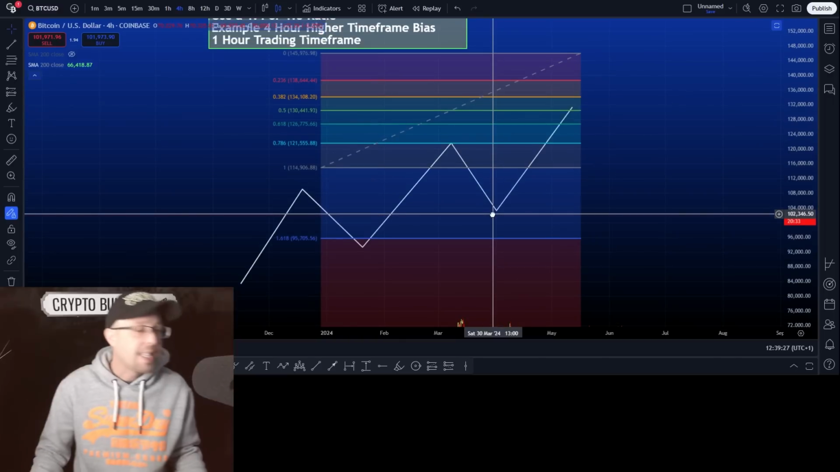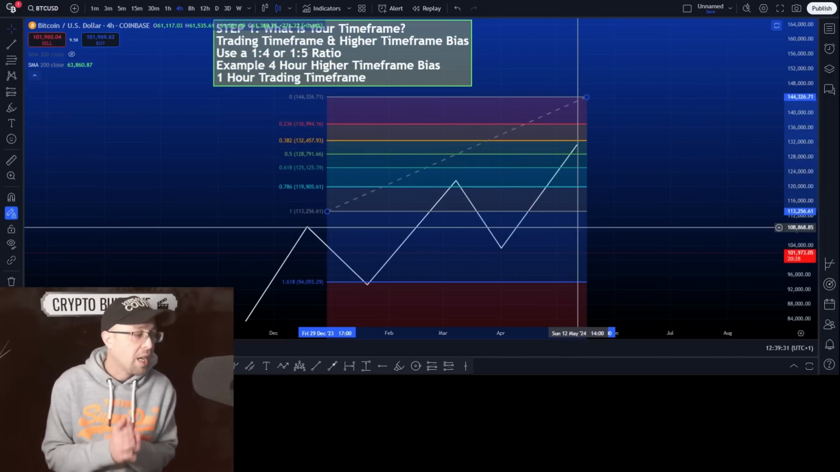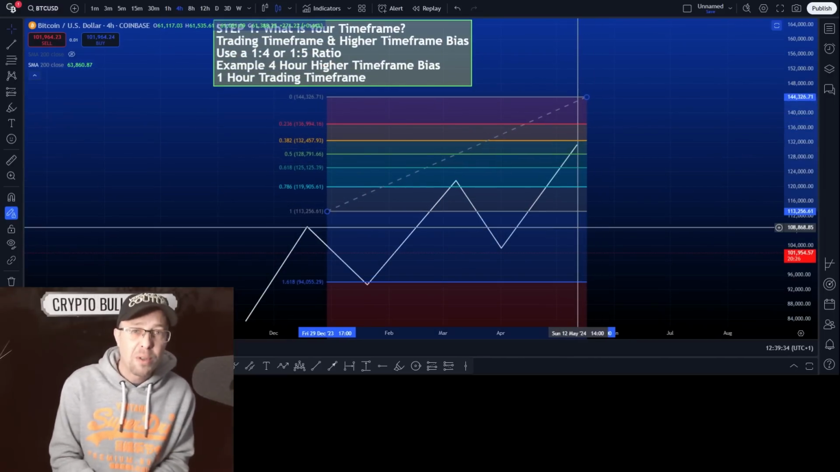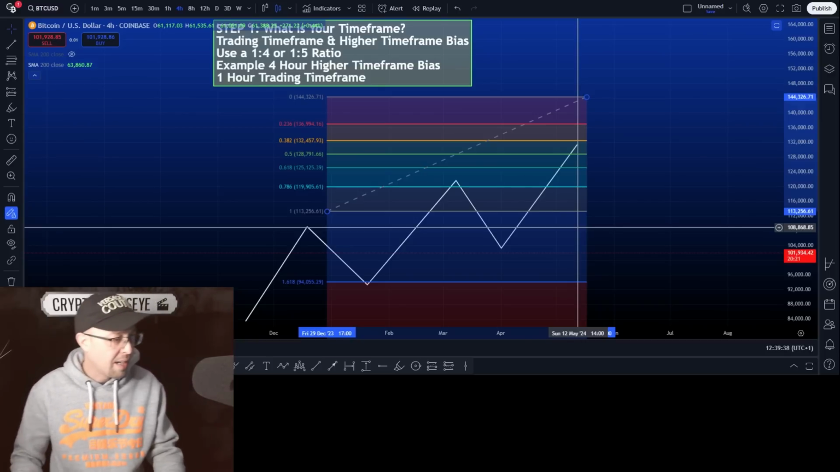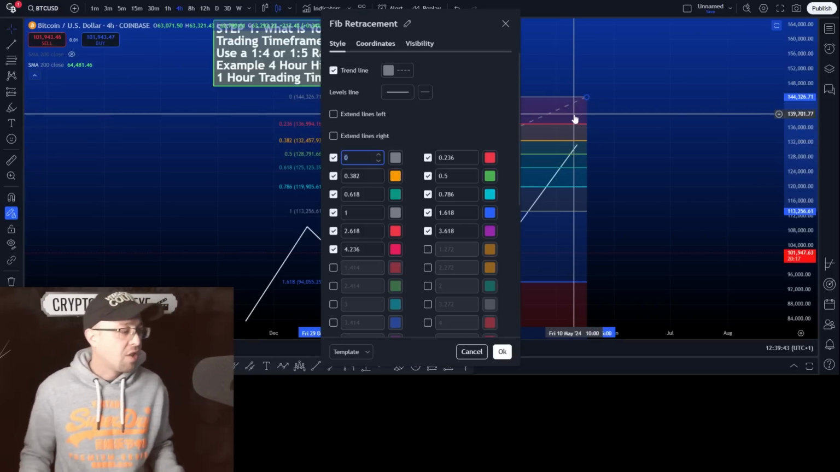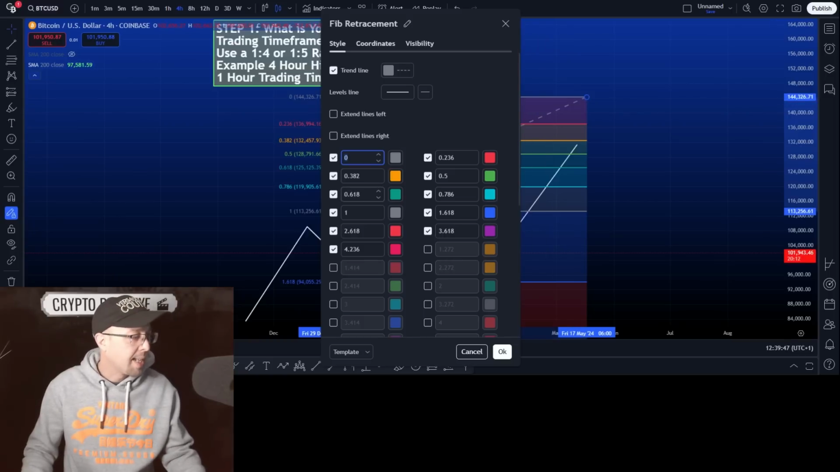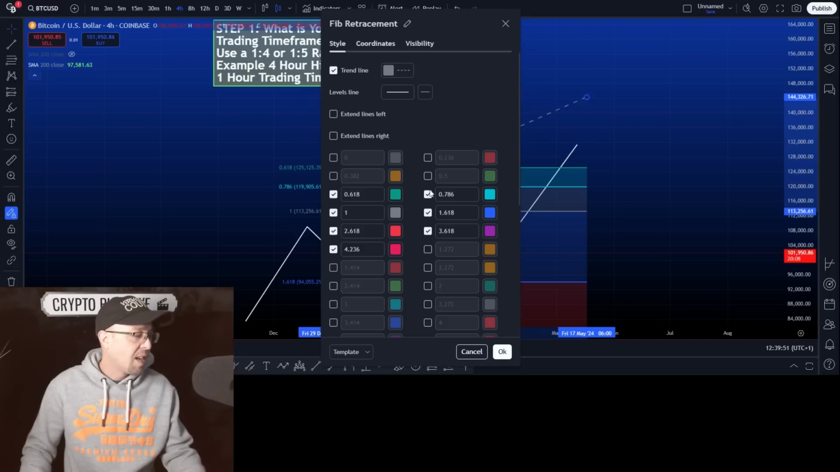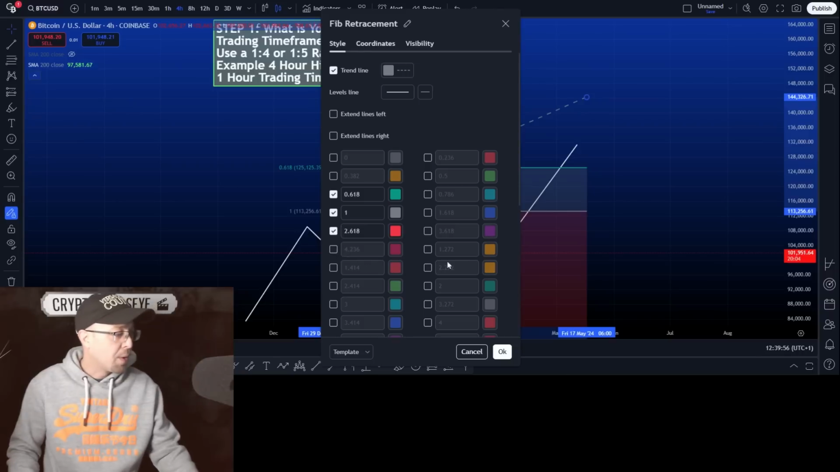Right, okay. Let's simplify this. Let's simplify the Fibonacci and let's talk about why the Fibonacci works. What we're going to do first and foremost is I'm going to show you how you can simplify the Fibonacci by just double-clicking the tool, and then that's going to bring up this. So what we're interested in is the 0.618. So why overcomplicate things? Let's get rid of the 0.382. Let's get rid of the 0, the 0.236, the 0.5, 0.786, and we'll get rid of the extensions, the 1.618, the 2.618, the 3.618. And then we're left with the 0.618.